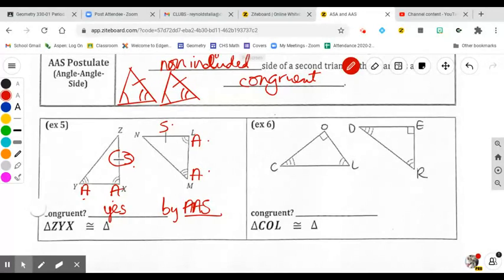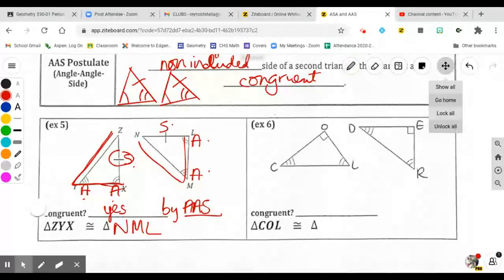And let's see, Z, Y, X. So from the blank angle to 3 arcs to 2. So blank to 3 to 2. It's going to be NML. That's number 5. Let's take a look at number 6.